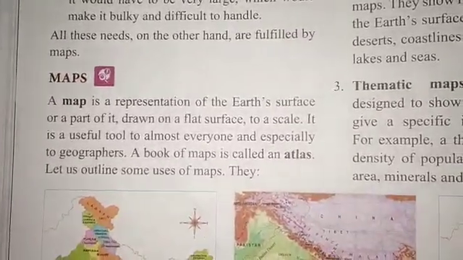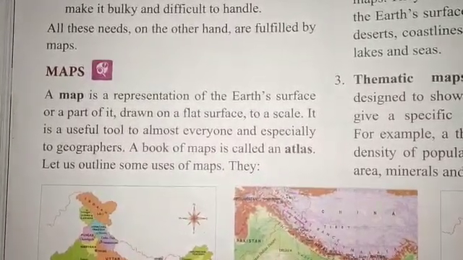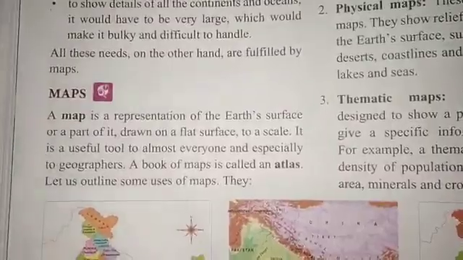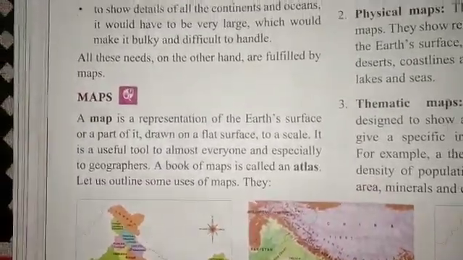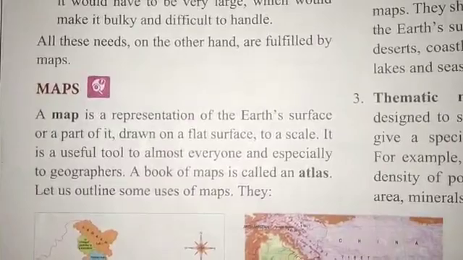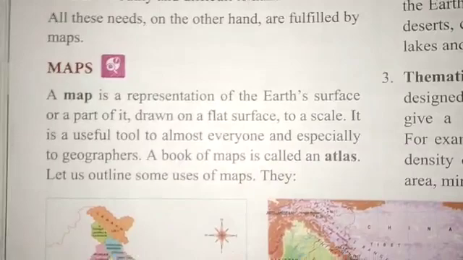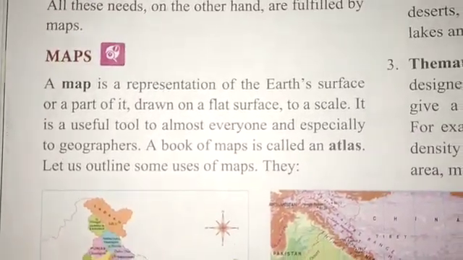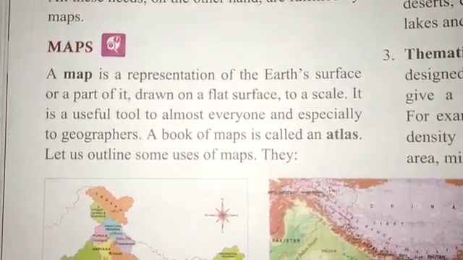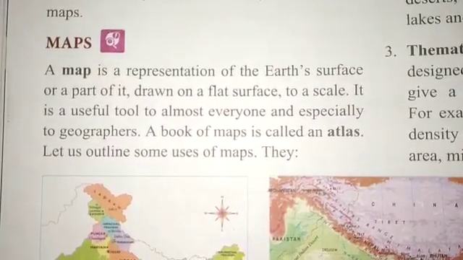A map is a representation of Earth's surface or a part of it drawn on a flat surface to a scale. So a map is a representation of the Earth's surface which is drawn to a scale. Means with the help of the scale, it has been marked what is the area of the map, or what is the length of the area that is represented on the map. Now, it is a useful tool to almost anyone and especially to geographers. A book of maps is called an atlas.